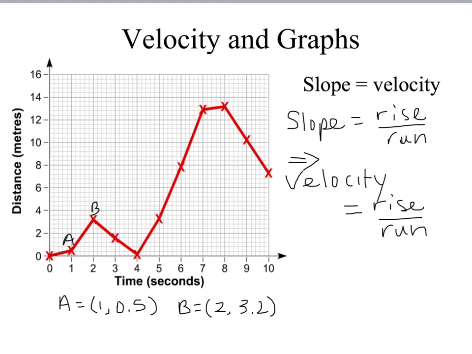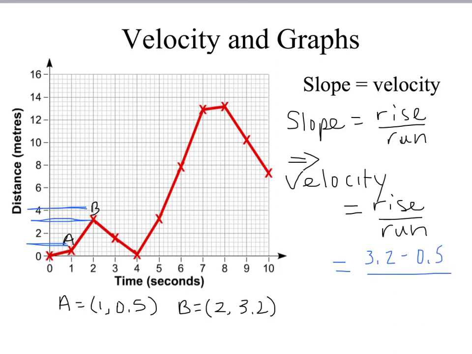So if we calculate it real fast for what the velocity is between point A and B on this graph, maybe this is a car traveling down the road, okay? Point A here is at 1, 0.5, and B is at 2, 3.2. Then to calculate this, we've just got to plug it in. Our rise, remember, is the difference between our y values. Okay, and sorry I drew that a little wrong. Y is over here. So we're going to have our second number minus our first number.